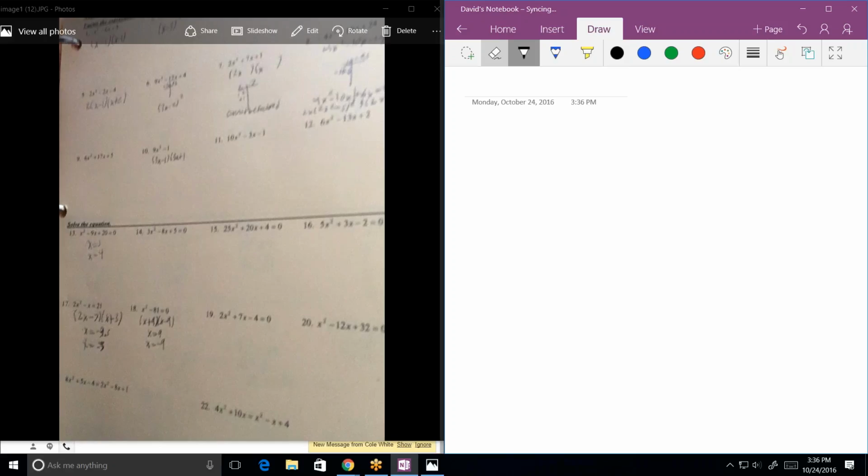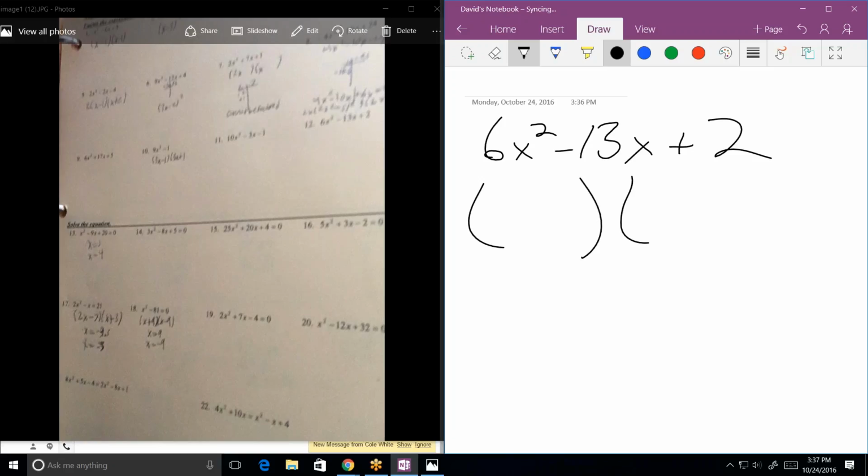That would not have worked, but all right, this one looks like 6x squared minus 13x plus 2. Okay. Let's say it's 6x and x. It's not where you would start, right? You'd start at 3x and 2x. That's where you would start.